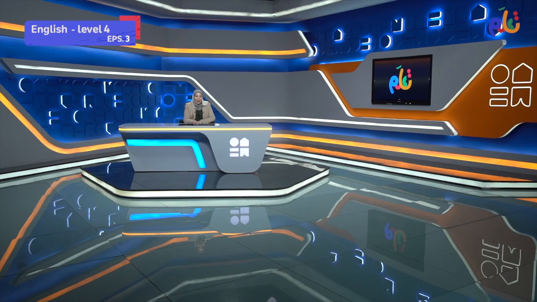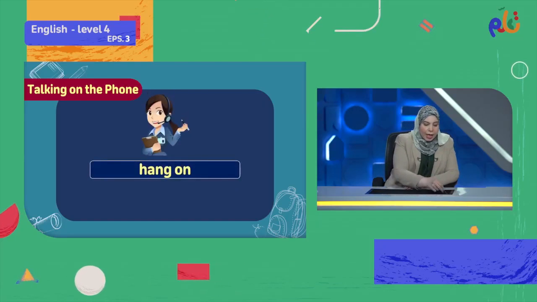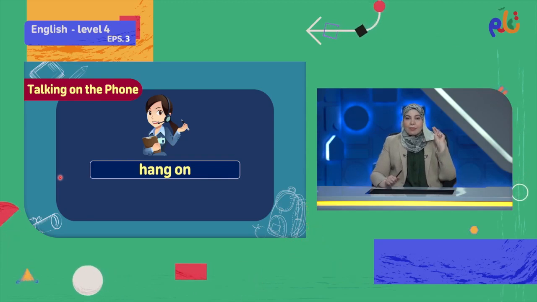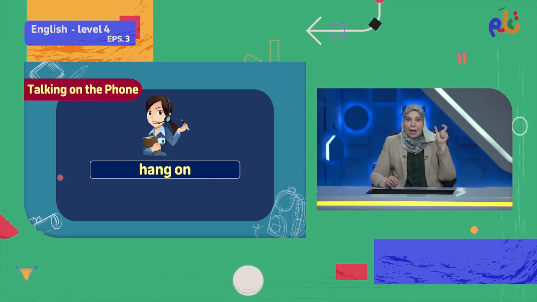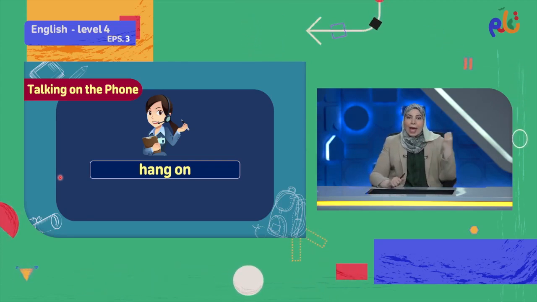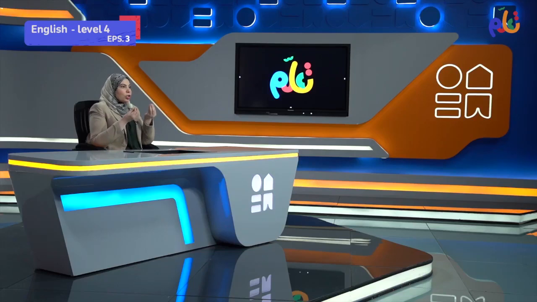And here we have hang on. Hang on means wait. So this is the second phrasal verb that we use with the verb hang. So we had hang up, and now we have hang on. Hang up, end the phone call. Hang on means wait. So I can tell somebody, hang on, I'm going to put you through to somebody, or I'm going to put you through to my manager. So hang on means keep the line, don't end the phone call, or wait.